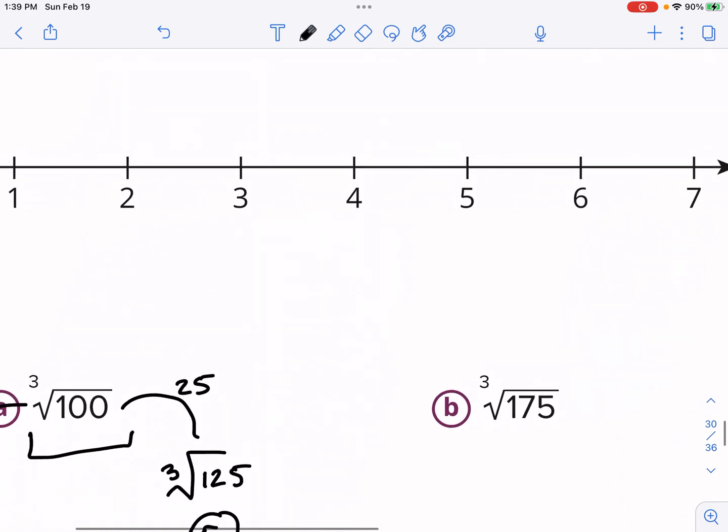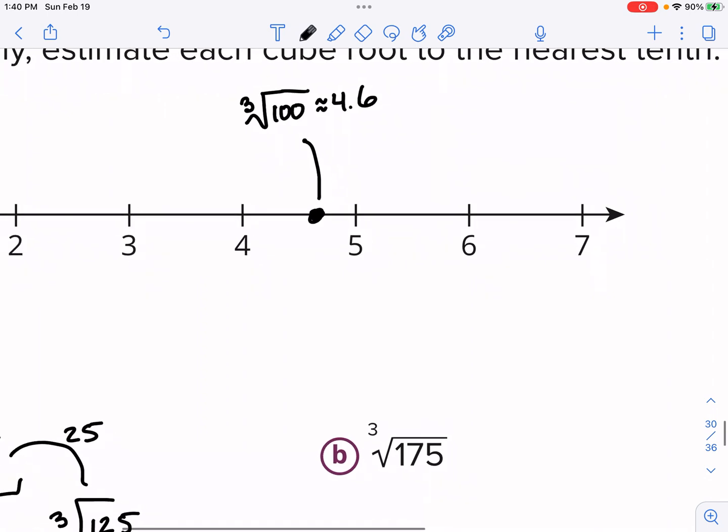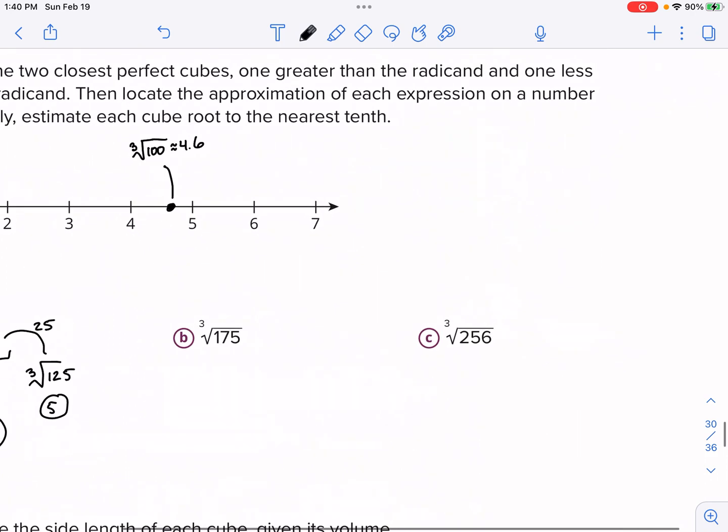All right, so 4.6, let's go ahead and put that on here. 4.6 on the number line, probably somewhere right here, closer to 5, not by much. Let's say that is the cube root of 100, which is about 4.6. Okay. And let's go through one more. I'll leave this last one as a you do.